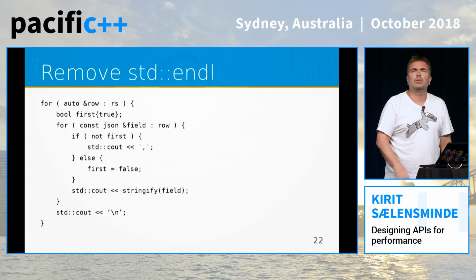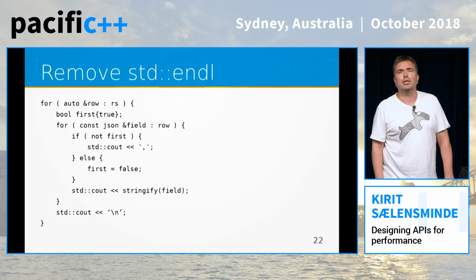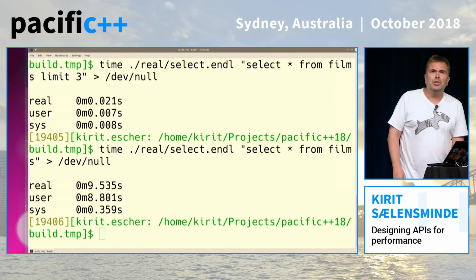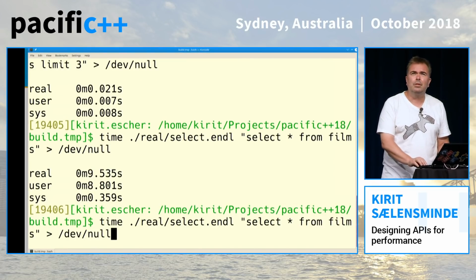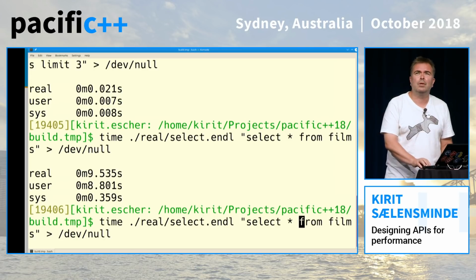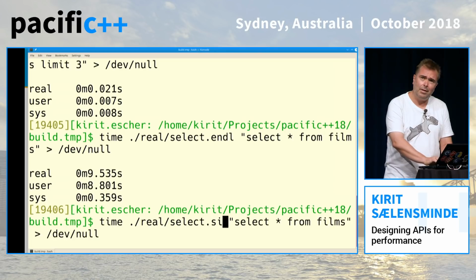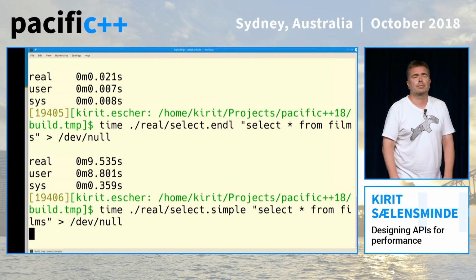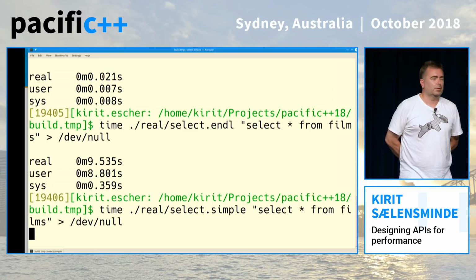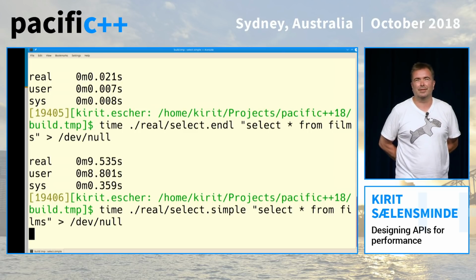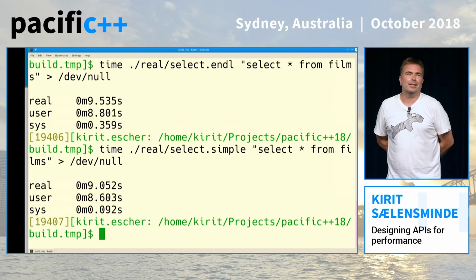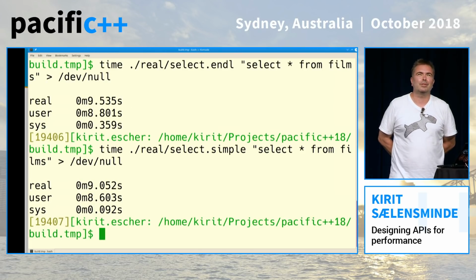So, shall we remove that std::endl, and replace it with a \n? How much difference is that going to make? Has anybody got any ideas? Now's the time to guess. Yeah. Half a second, right?